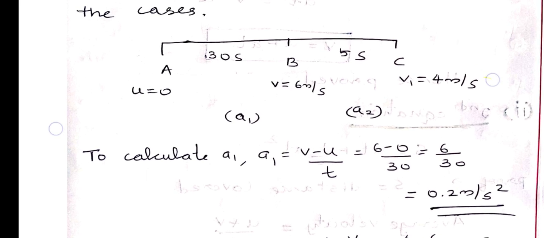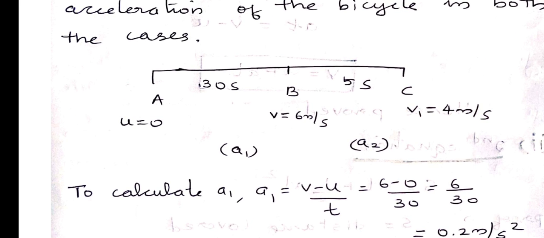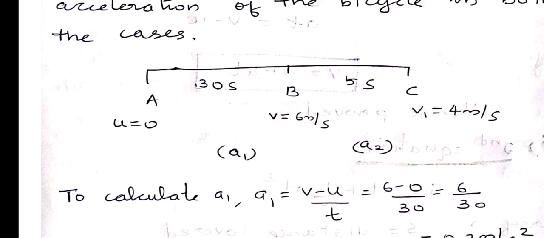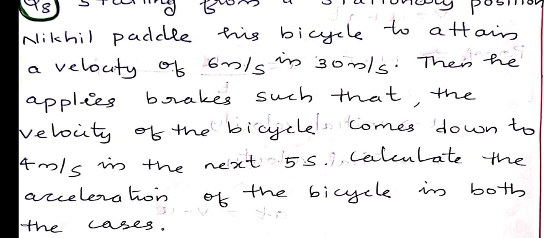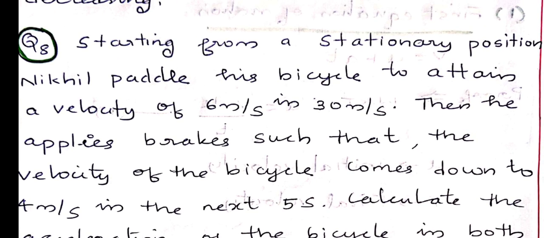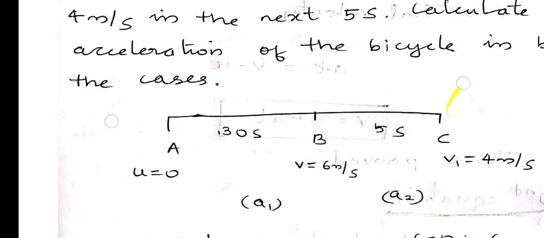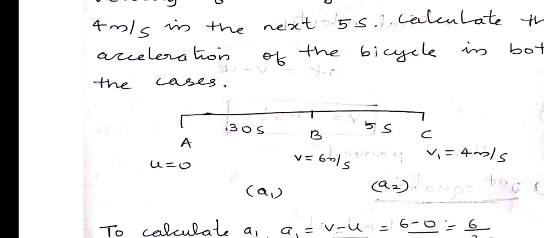So look at the figure. It will help you to understand this problem. There are 3 positions A, B, C. Starting from a stationary position, Nickel paddles his bicycle. Starting from A, velocity is 0, that is, the initial velocity is 0. So it travels with a velocity of 6 meter per second in 30 seconds. So after 30 seconds, it reaches B. So the velocity is 6 meter per second.